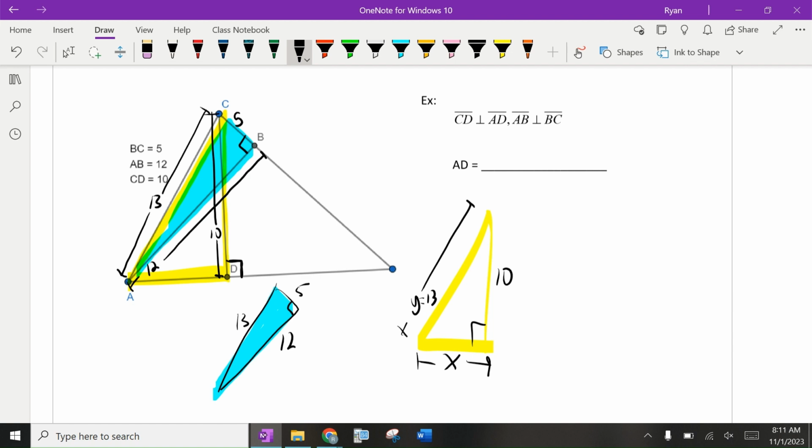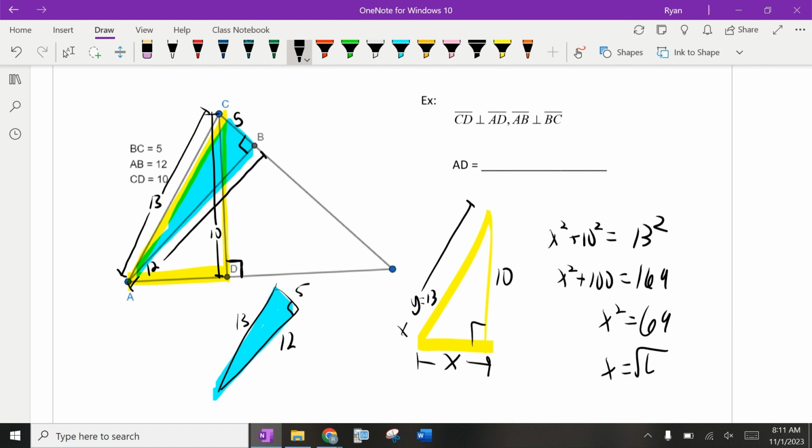So now in this yellow triangle, the x that we want, go back to Pythagorean theorem again. x squared plus 10 squared equals 13 squared. x squared plus 100 is equal to 169. x squared equals 69, so x is the square root of 69. 3 times 23, but those aren't perfect squares. We can't actually break that down at all. It has an equal sign, so I don't want to approximate and put a decimal. I want to put the exact answer, and this is the simplest radical form for it.